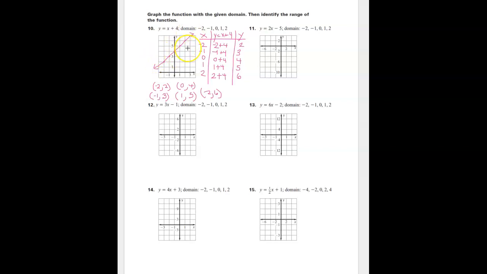You do not have to put this line, I don't believe. Go with what the teacher has asked for you to do, and I'll go back to the notes and see if I can find that. But here's the work for number 10. Hopefully this is helpful.